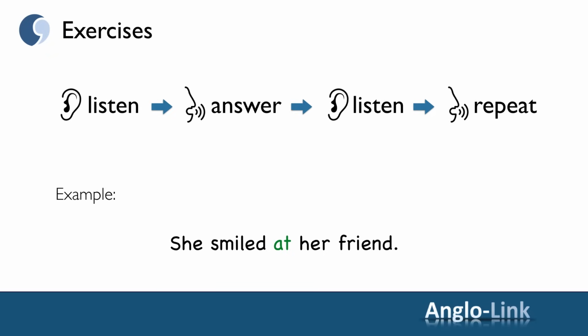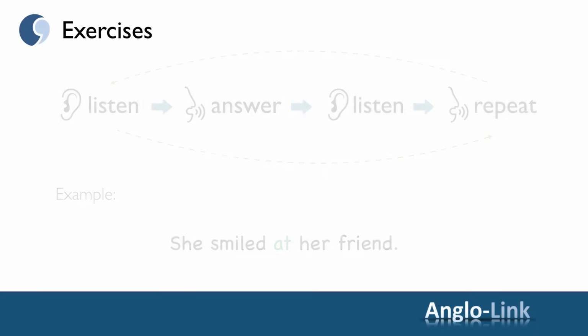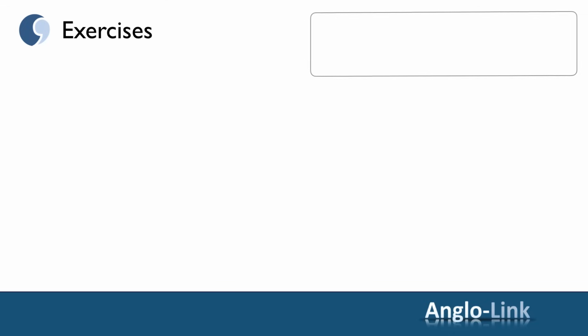Do all the exercises once and then come back and do them again several times until you can find the correct preposition every time without hesitation. Okay then, let's begin. Complete the following sentences using one of these prepositions. At, for, to, from, about, into, or no preposition.